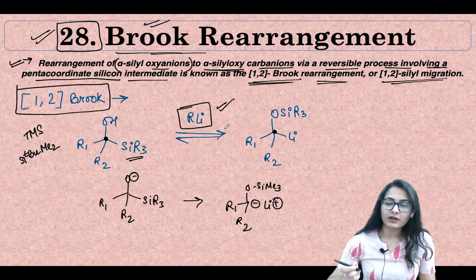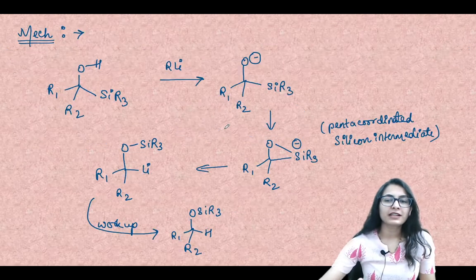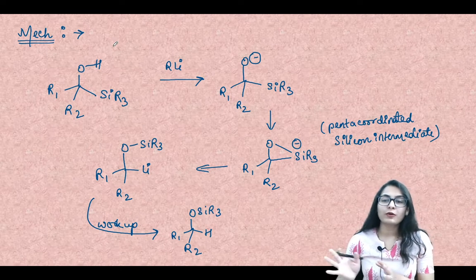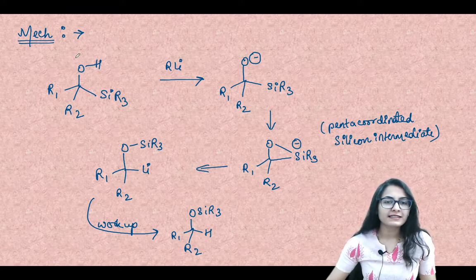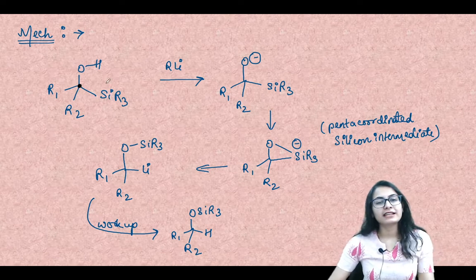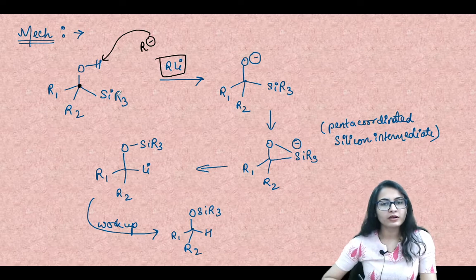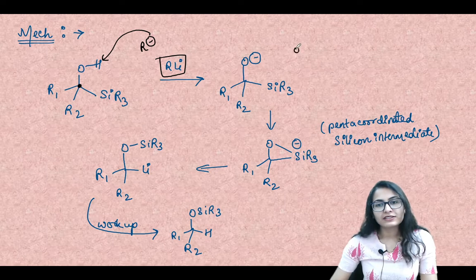Alright, so we are going to move onwards and check out the mechanism. It is a very easy mechanism. It was mentioned it goes through a penta coordinated silicon intermediate. What is that? Let's see. The mechanism is right over here. On the same alpha carbon you have the OH group and along with that you have the SiR3 also. Very well. Now we move onwards. We have the alkyl lithium. The alkyl group is first of all going to abstract the OH proton, very highly basic. That gives you the oxyanion.